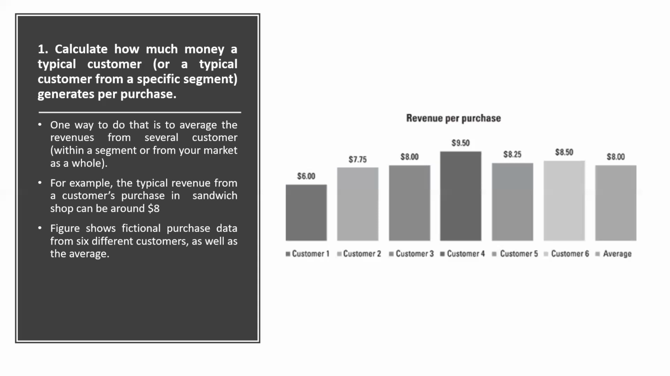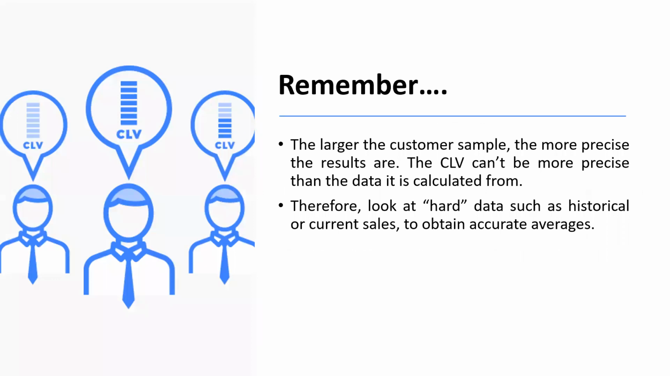So look at this one. The one that you are seeing is nothing but the purchase data of a fictional set of customers for sandwich. So on an average, you see that $8 is something a customer would get, or a company would get on an average from a customer. So this is one way of looking at it. Obviously, the larger the customer sample that you're going to get, the more precise the results are. But the point is, CLV can't be more precise than the data it is calculated from.